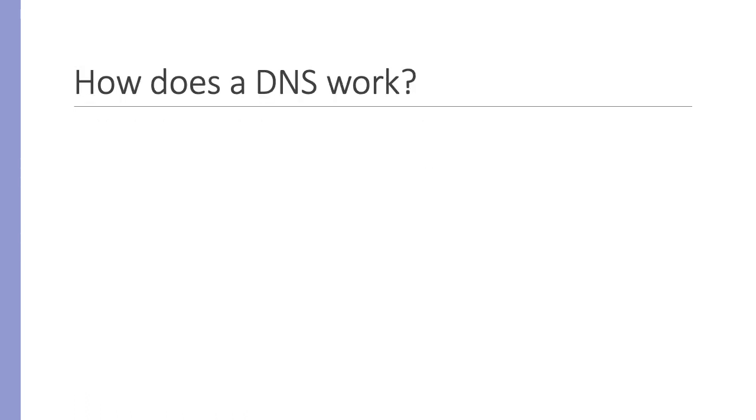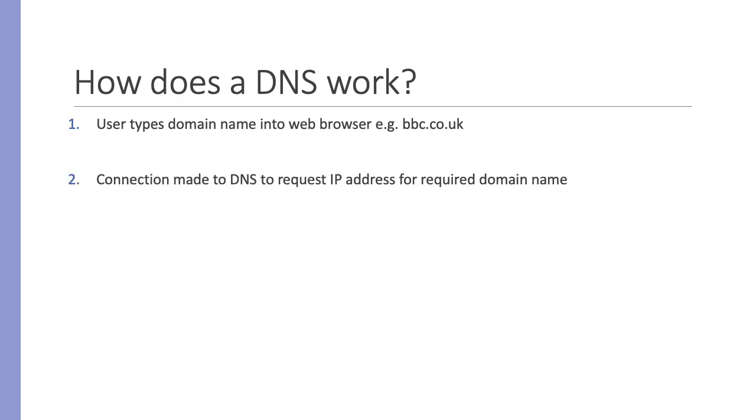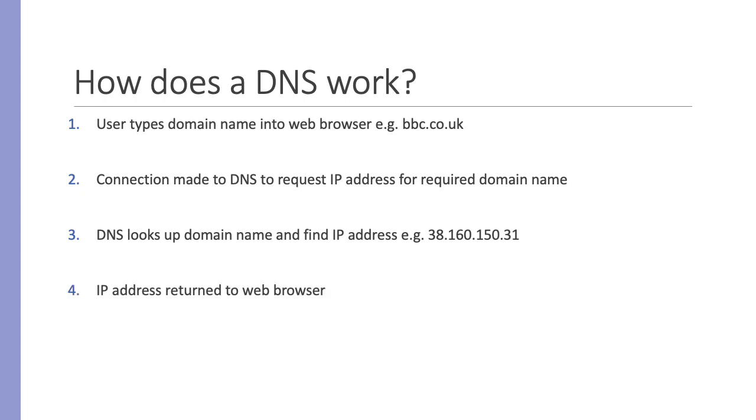So in summary, how does a domain name server work? Well, the first stage is the user types in the domain name, e.g. bbc.co.uk. A connection is then made to the domain name server to request the IP address for the required domain name. The DNS looks up the domain name and finds the IP address. The IP address is returned to your web browser, and the web browser can then use the IP address to access the website.